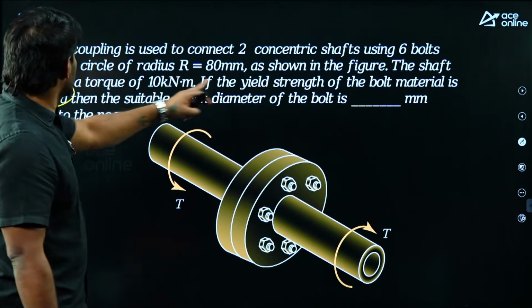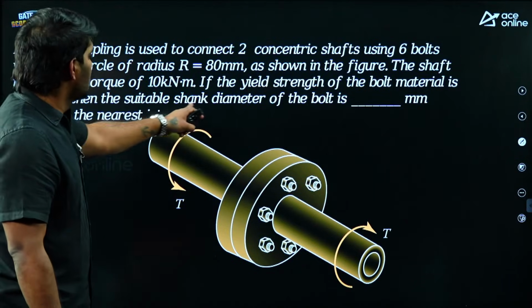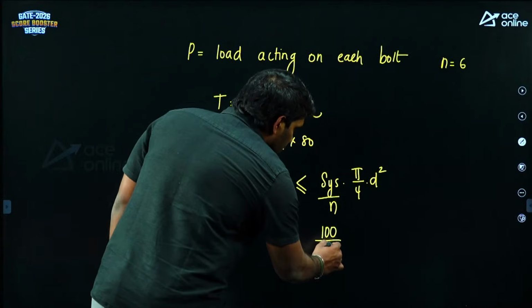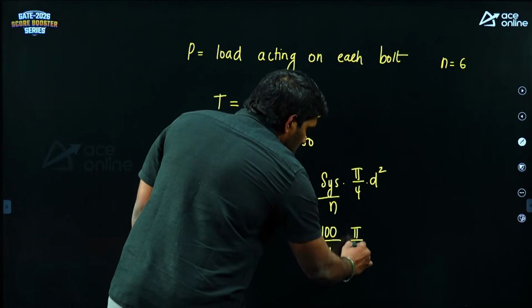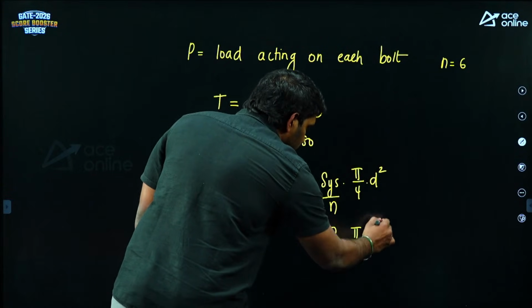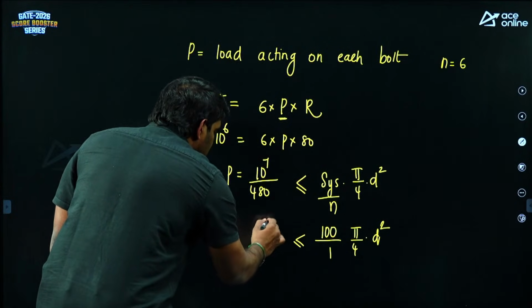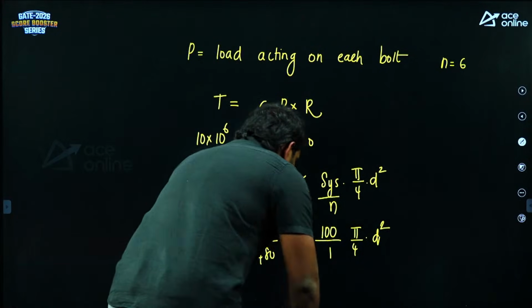Connecting two shafts, the shaft transmits a torque, the bolt material is 200, shank diameter is not given, and no factor of safety is specified. So we are considering this value to be 1. This is pi by 4 into d square. Okay, so what is this? 10 power 7 divided by 480. Let's calculate this value.